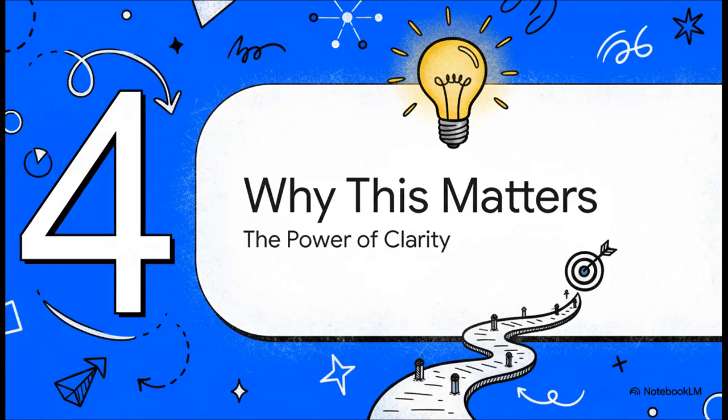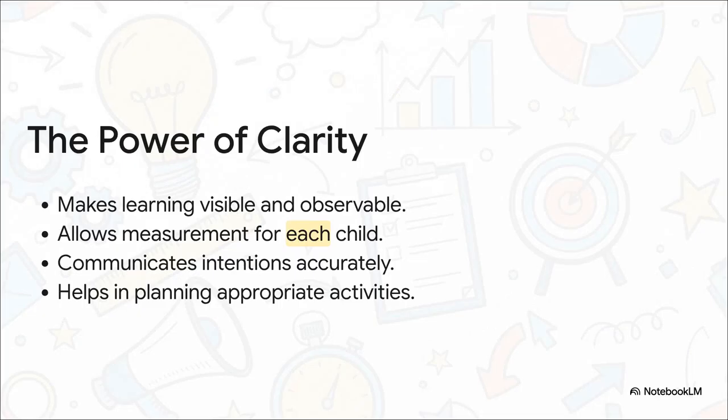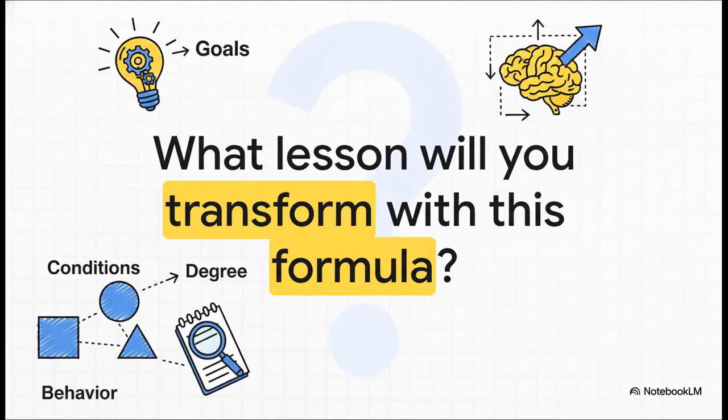So we've learned the formula, but let's just circle back for a second. Why should we even bother doing this? Why does getting this specific with our goals matter so much? Well, it's because this level of clarity changes everything. First, it makes learning visible. You can actually see it happen. It also lets you know if each and every child met the goal, not just a general sense of the room. It means your intentions are communicated perfectly to anyone who helps you. And honestly, when you have such a clear target, it makes planning the right activities to get there so much easier.